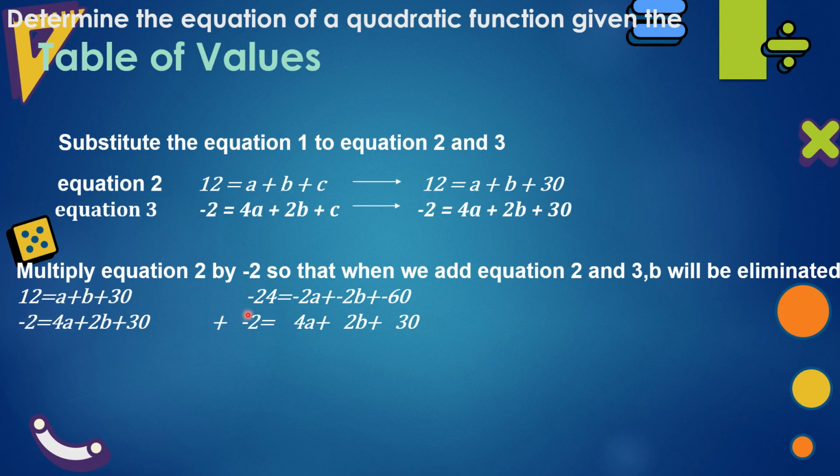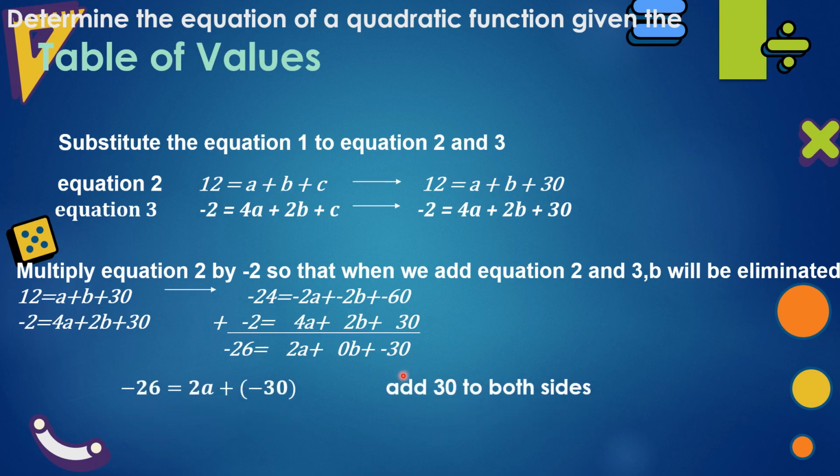12 times negative 2 is negative 24. A times negative 2 is negative 2a. B times negative 2 is negative 2b. And 30 times negative 2 is negative 60. Negative 24 plus negative 2 is negative 26. Negative 2a plus 4a is 2a. Negative 2b plus 2b is 0b or 0. And negative 60 plus 30 is negative 30. So the new equation will be negative 26 is equal to 2a plus negative 30.